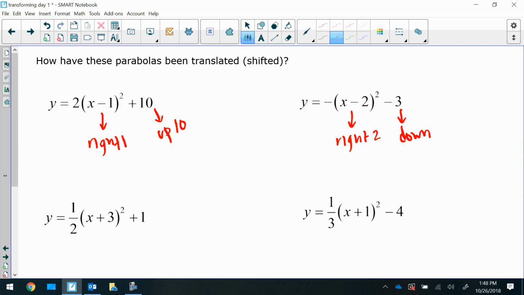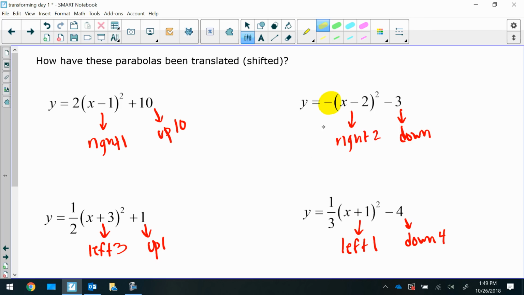If I come down to this bottom one, I have x plus 3. That actually is going to take me to the left 3 units. And then the plus 1 is going to take me up 1 unit. And last but not least, if I have x plus 1, I'm going to go to the left 1 unit. And x minus 4 takes me down 4 units, sorry.